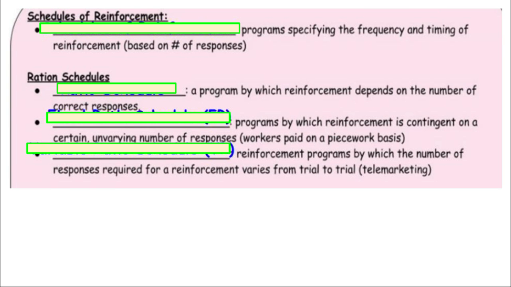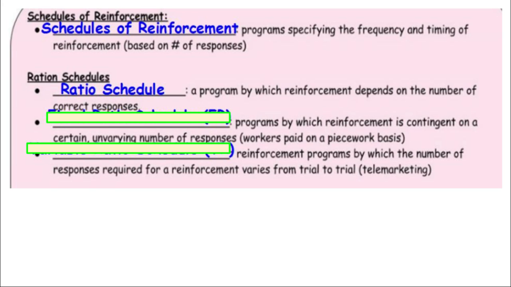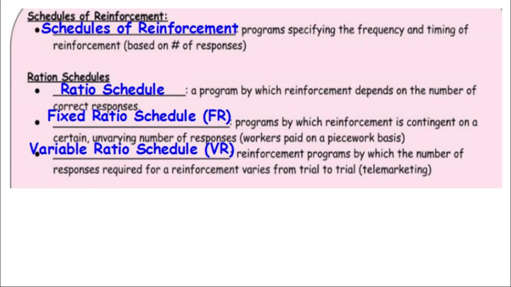Schedules of reinforcement. These are programs specifying the frequency and the timing of the reinforcement based on the number of responses. You can talk about ratio schedules. This is a program by which the reinforcement depends on the number of correct responses. And so you could talk about fixed ratio schedules, or FRs. These are programs by which the reinforcement is contingent on a certain unvarying number of responses, such as your paycheck, or if you do piecework, meaning that you complete so many items and then you get rewarded for that.